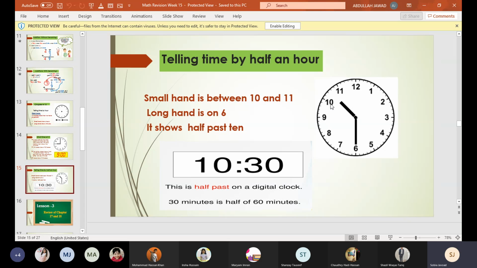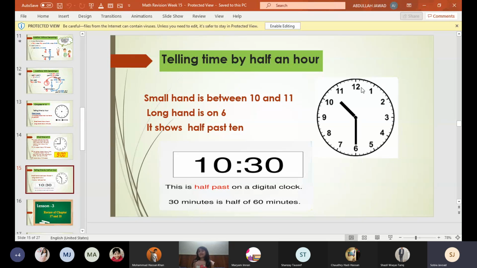Okay, 10:30. Just listen, then I will tell you to draw the clocks. If the small hand goes between 11 and 12, what will the time be? Yes, Mariam. What will the time be if the small hand moves between 11 and 12 and the long hand stays over here? Half past 11. Yes, half past 11.